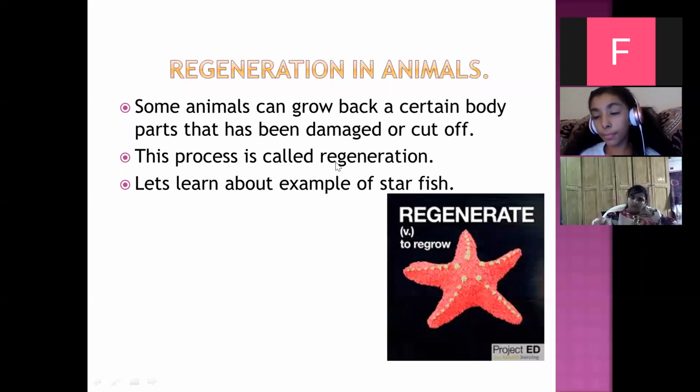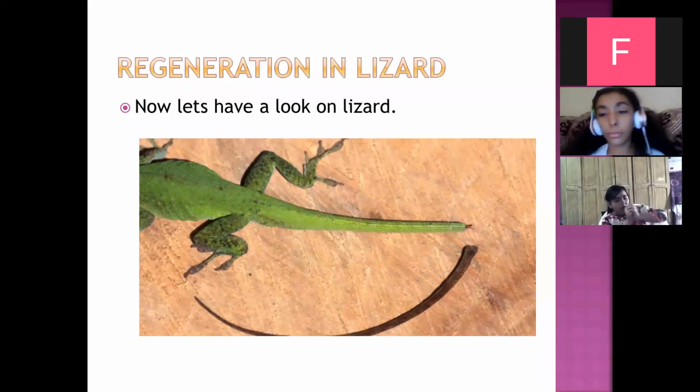As I told you, re means again, generation means to produce, so this starfish can reproduce any of its lost arms which have been cut or damaged for any reason. Is that clear, students? Okay. Next to it is the example of a lizard. I hope you are not scared by this picture of a lizard. So students, you can see that this is the picture of a lizard. It also shows the phenomenon of regeneration.